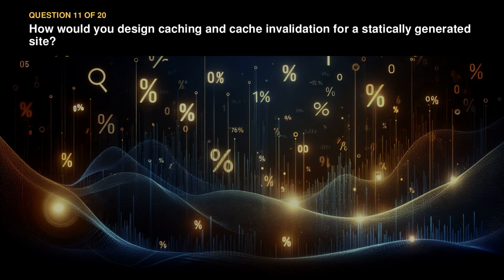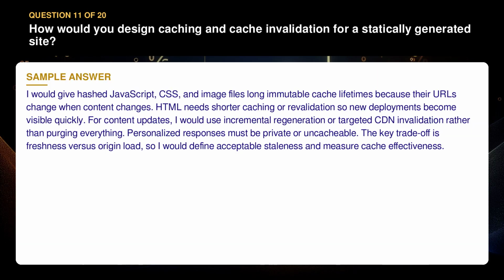Question 11. How would you design caching and cache invalidation for a statically generated site? I would give hashed JavaScript, CSS, and image files long immutable cache lifetimes because their URLs change when content changes. HTML needs shorter caching or revalidation so new deployments become visible quickly.